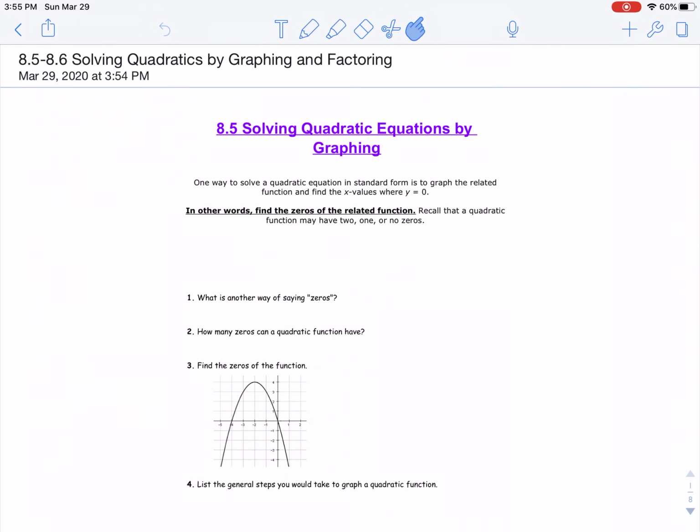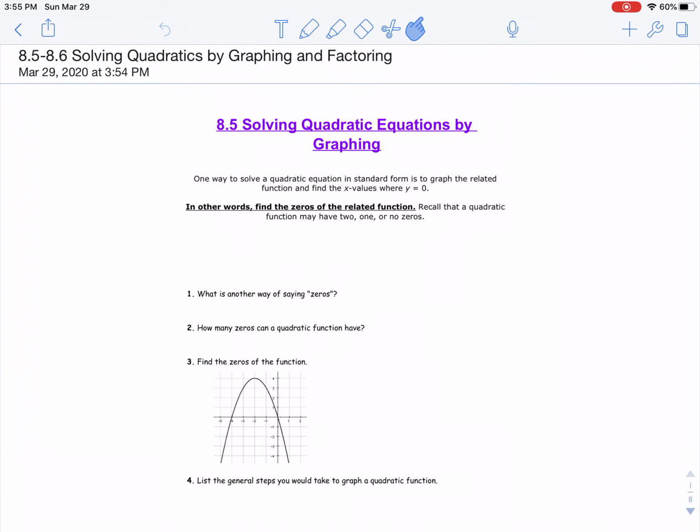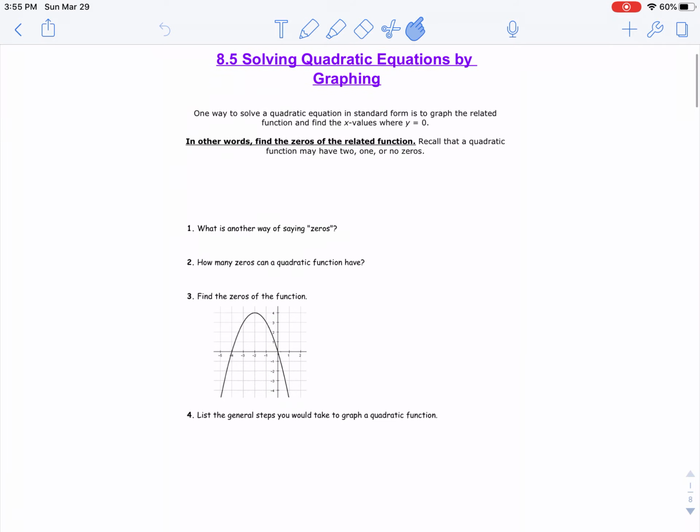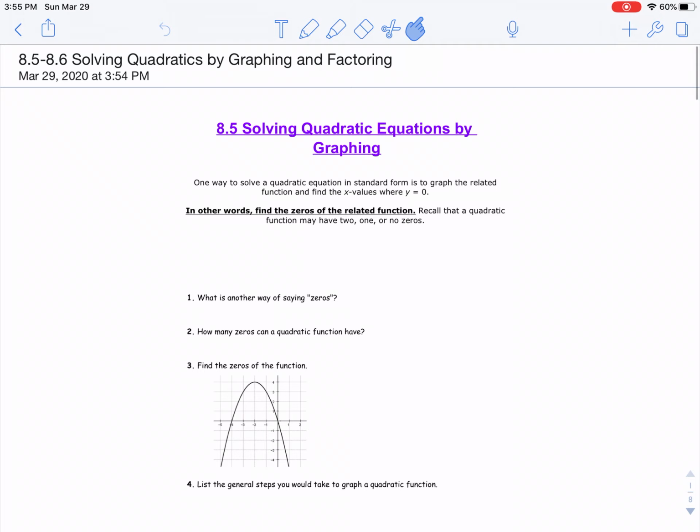Okay everyone, here we go with lesson 8.5, solving quadratic equations by graphing, and lesson 8.6 is also combined in this file. Lesson 8.6 is solving quadratic equations by factoring. So for the rest of this chapter, we're going to learn 4 methods to solving a quadratic function. A quadratic function, again, has an x squared term and an x and a constant.